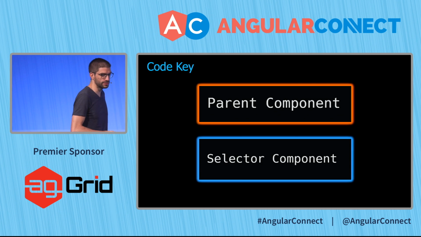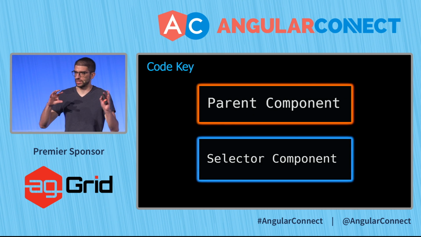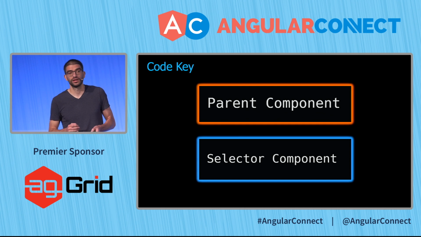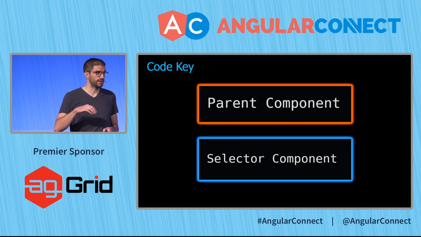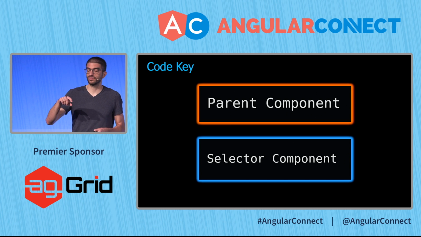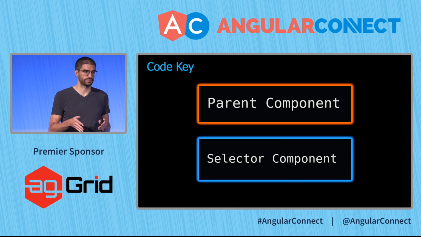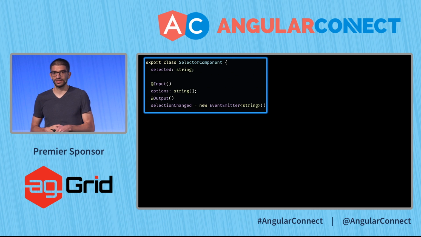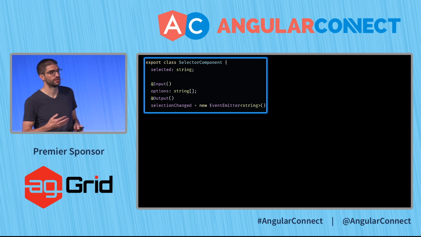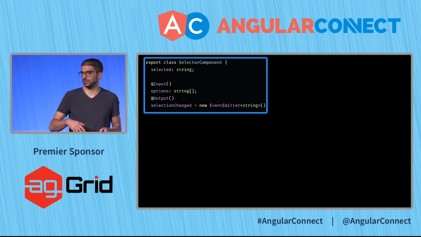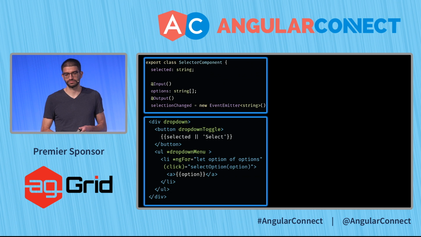So before we look at the code, this is just going to be a useful key for the rest of the slides. Anything with an orange border is our parent component, and everything in the blue border, that code is part of our select component. So we start off with a simple component. We've got our inputs, which are our options, and we've got an output for when you select the shark.